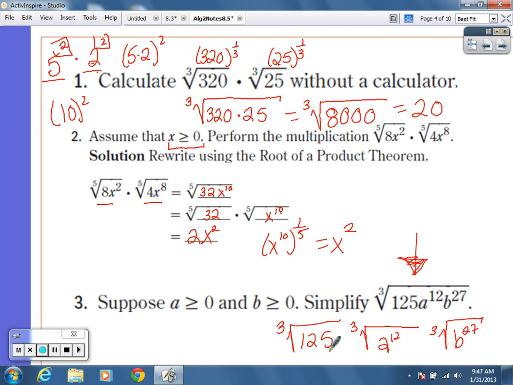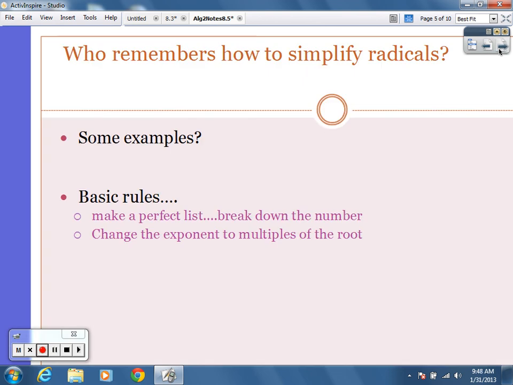The cube root of 125 we said is 5. I'm going to write it over here. The cube root of a to the 12th is a to the 4th because that's 12 over 3. Okay, and b to the 27 over 3, that's b to the 9th. So when I simplify this radical, I get 5, a to the 4th, b to the 9th. Okay, this is the stuff I thought we were talking about.